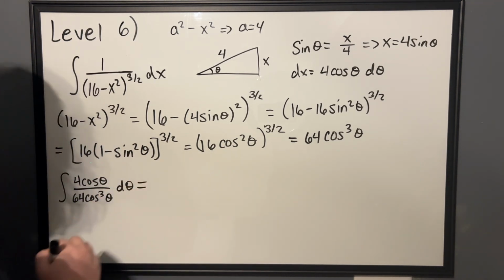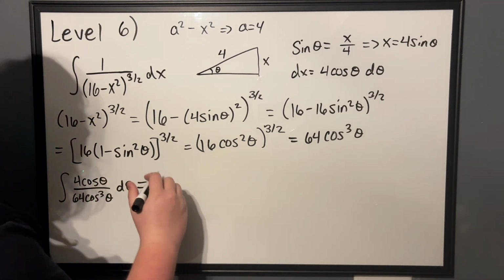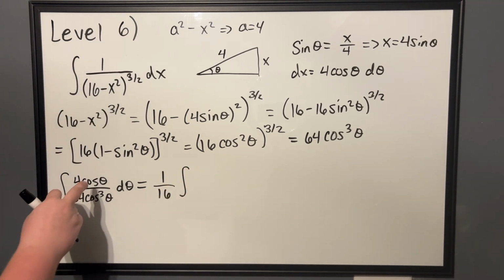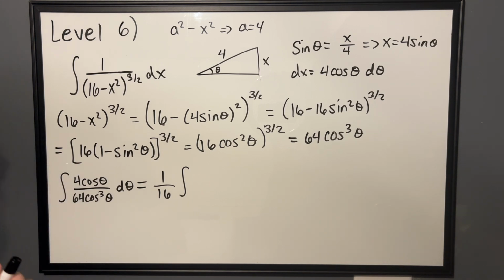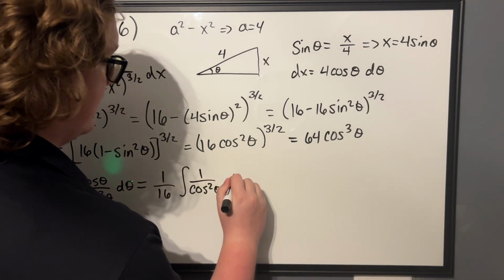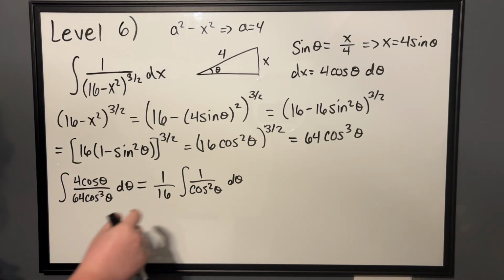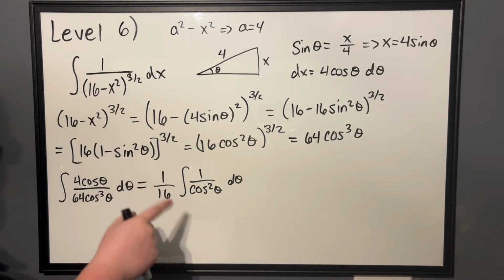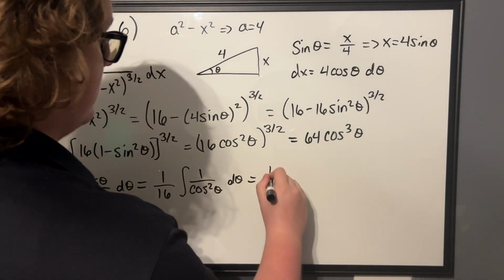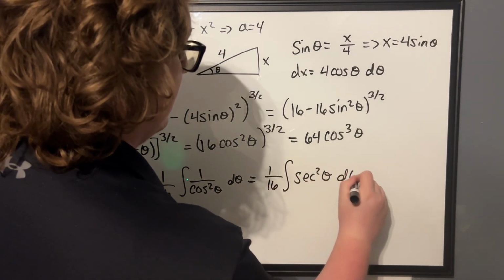Now what we can do is simplify this because 4 over 64 will reduce to 1 over 16, and that's just a constant. So we have 1 over 16 coming out here times the integral. Then we'll just have cosine theta over cosine cubed theta, which is going to be 1 over cosine squared theta. And again, we have d theta. So from here, we can actually simplify this 1 over cosine squared theta to secant squared theta. So this is 1 over 16 times the integral of secant squared theta d theta.